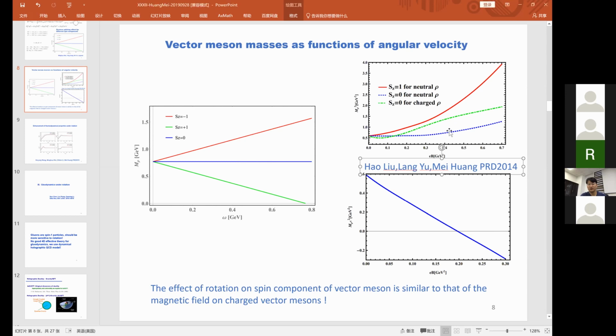The first question: maybe the splitting, like in the Zeeman effect, can be explained in terms of gravito-magnetism. Actually, rotation is equivalent to a gravito-magnetic field, so I think it's quite expectable.